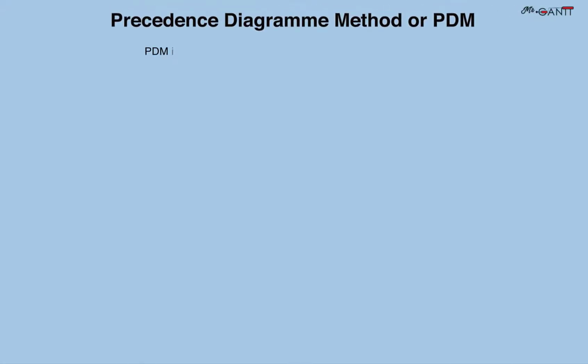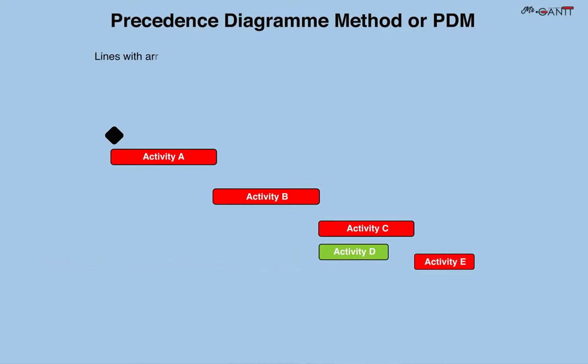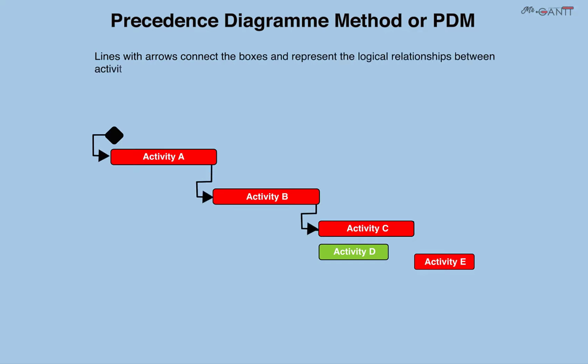Precedence Diagram Method, or PDM. PDM is a technique for creating network logic diagrams. A box or rectangle represents each activity. Lines with arrows connect the boxes and represent the logical relationships between activities.